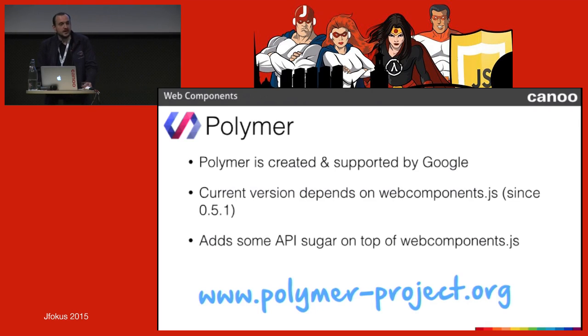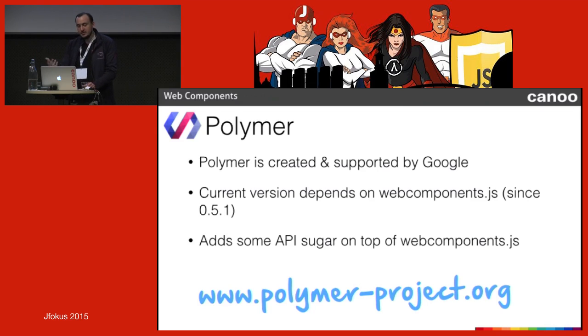Polymer is created by Google, so it's Google's implementation of web components. They started with this, and today we have these two layers. We have web components on the base, and then Polymer based on it. But this was changed at the end of last year. Before, Polymer didn't depend on web components JS because there wasn't any web components JS. In Polymer there was its own base library called Platform JS until the end of last year.